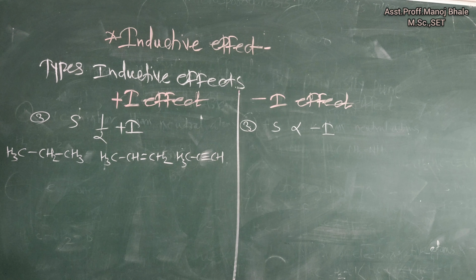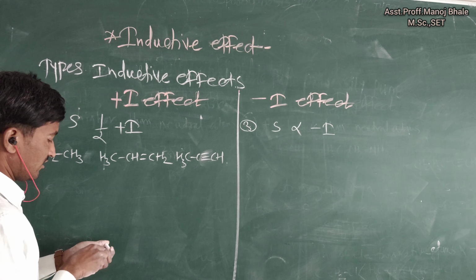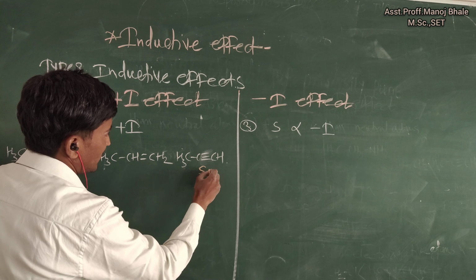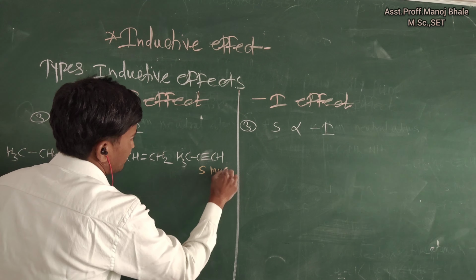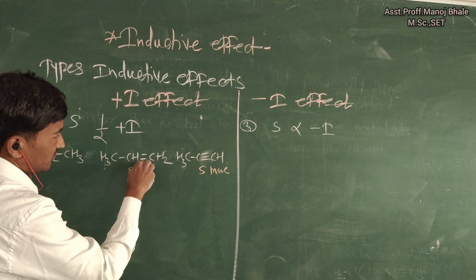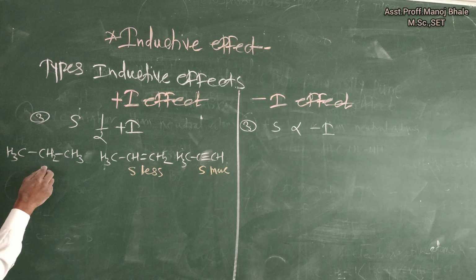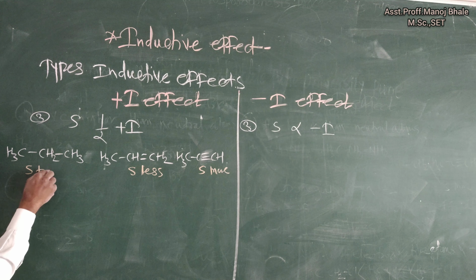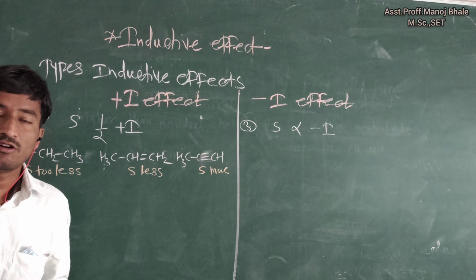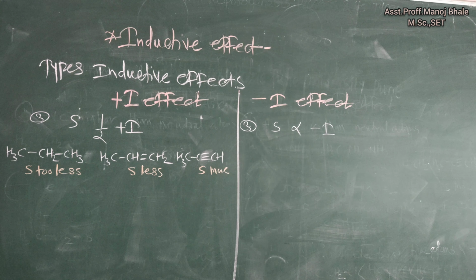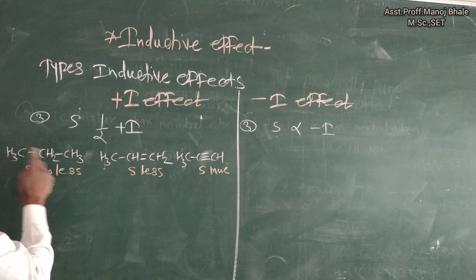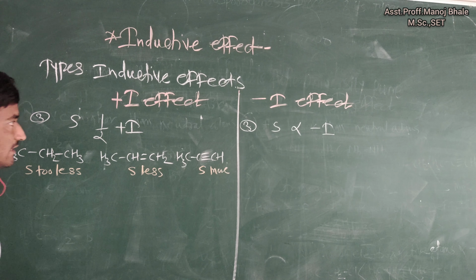So in these three examples, in which example is the S character greater? In the first example you can observe the S percentage is less as compared to this one, and in the third example the S character is more. That means the S character depends on single bond, double bond and triple bond. Triple bond means more S character. Double bond means, as compared to the triple bond, less S character. And in the case of the single bond, even less S character.